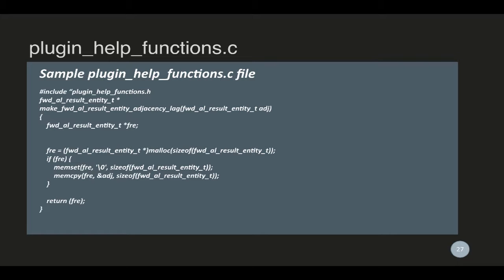So our function plugin, this guy called make_forward_AL_result_entity_adjacency_lag, is actually returning a pointer to forward_AL_result_entity_t. So please remember that, because this will come up in the next slide as well.